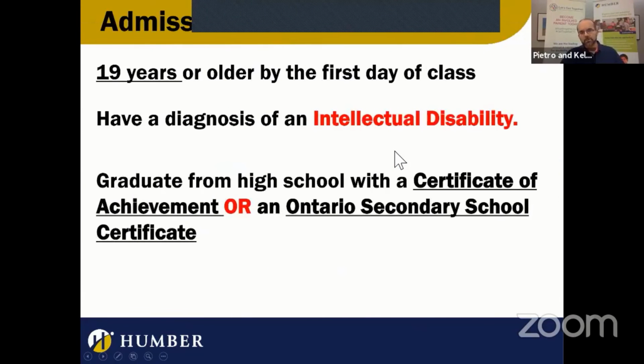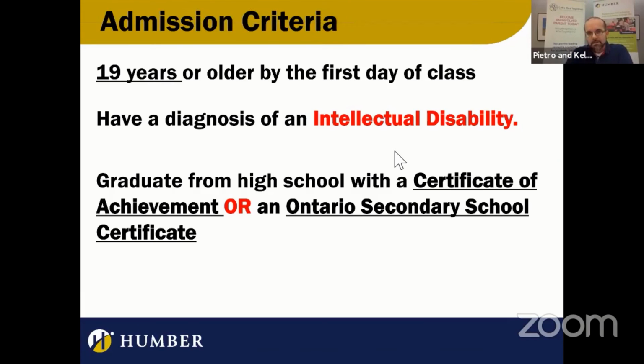In terms of admissions criteria, so just to give you a quick idea of what it looks like for the Humber CICE program. Our criteria is students have to be 19 years or older by the first day of class and have a diagnosis of an intellectual disability. We look for students that graduate from high school with a certificate of achievement or Ontario Secondary School certificate.